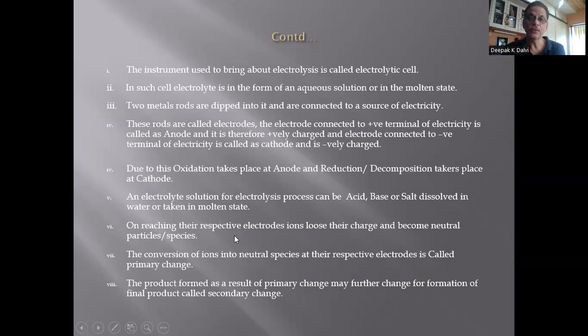On reaching the respective electrode, ions lose their charge and become neutral species. That means the positive ions move to the cathode and the negative ions to the anode, and they lose their charge and become neutral particles or species. The conversion of ions into neutral species at their respective electrodes is called the primary change, and this primary change can be converted into a secondary change in the later reaction. That brings us to the second part of the learning.